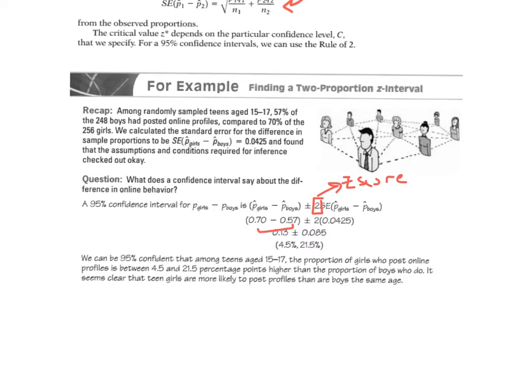So you're saying that we can be 95% confident that among teens age 15 to 17, the proportion of girls who post online profiles is between 4.5 and 21.5% higher, and that's because you said girls were going to be first in this. You would end up with negatives if you went in the other direction, so they would be lower. So if you did boys first. So it seems clear that teen girls are more likely to post profiles. I still think that's fairly true, but again, those percentages would be a little bit different nowadays.